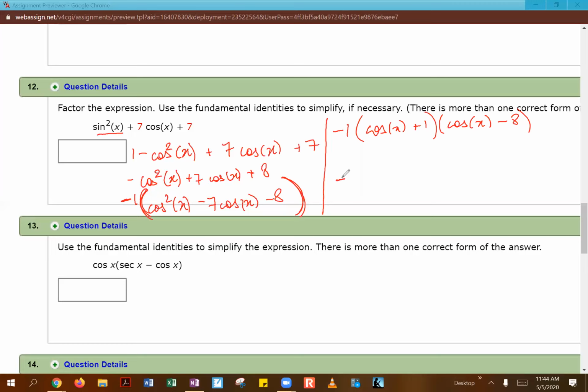So you can basically just have negative of cosine of x +1, and then the other factor would be cosine of x -8, and there you go. Voila. Well, actually, these are not equations, so you don't have to set it equal to 0. So did you guys come up with this? Yeah. Okay, very good. Do you have any questions about it? Nope.